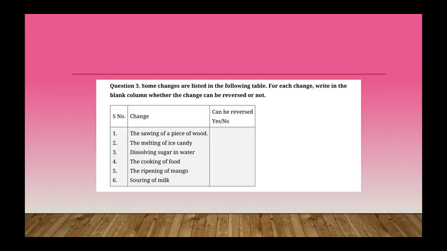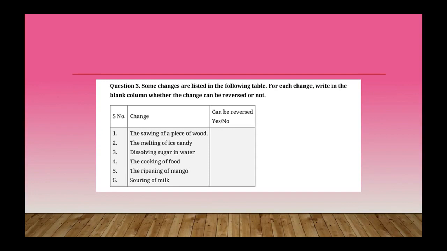This is the thing I'm going to explain the answer for. Just note it down, because there is no possibility to write it here; I took the question from a PDF. Some changes are listed in the following table. For each change, write in the blank column whether the change can be reversed or not. If it is reversible, put yes. If it's not reversible, put no.